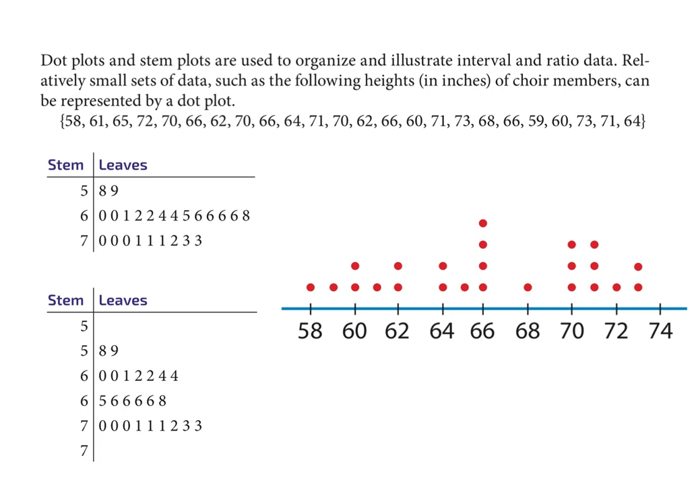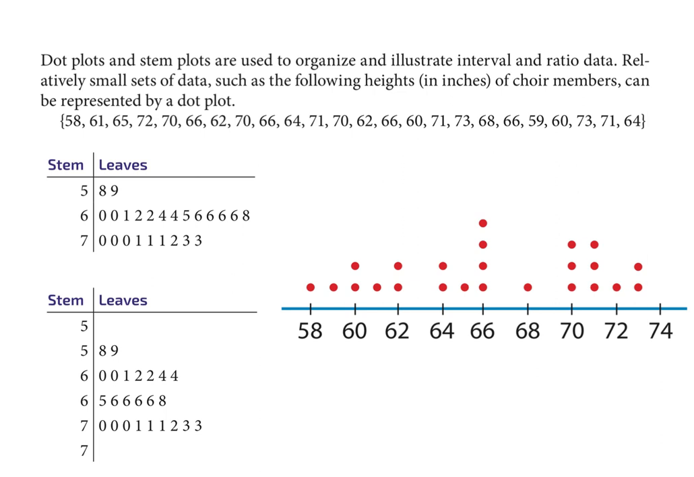So, for example, we have the 58 here. We have a 5 and an 8. And then somewhere in all this craziness, we have a 59. That's the 5 and the 9. So the stem represents whatever segment you have separated it to mean, and then the leaves represent the rest of it.